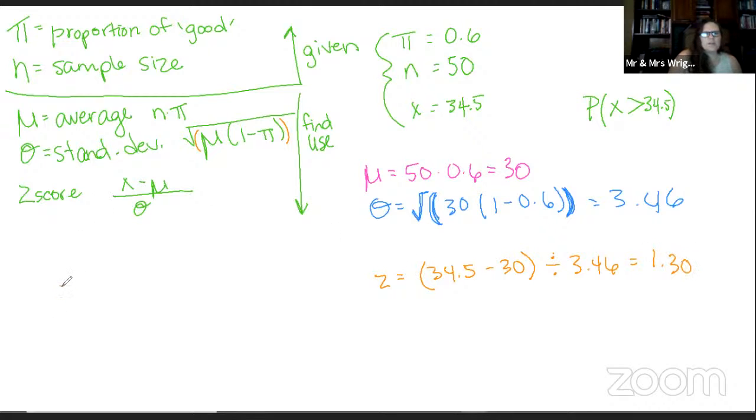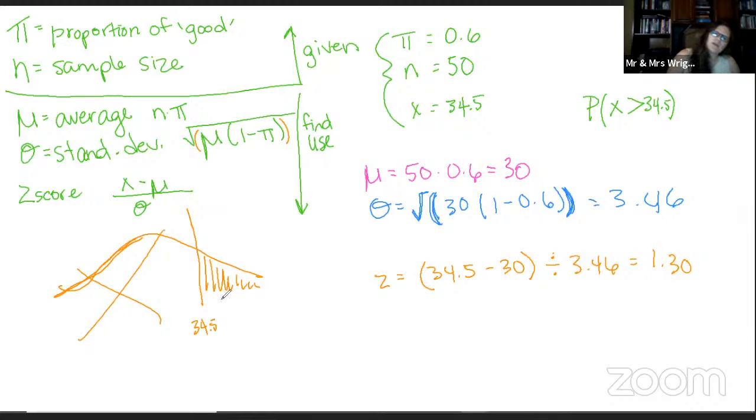Now, let's talk about the normal curve. I did not do a very good job of drawing a symmetrical normal curve, but that is something like what the normal curve would be. This right here is going to be our 34.5, and we want to know what is greater than 34.5, not less than. We're not interested in this part. We're interested in the greater than part.